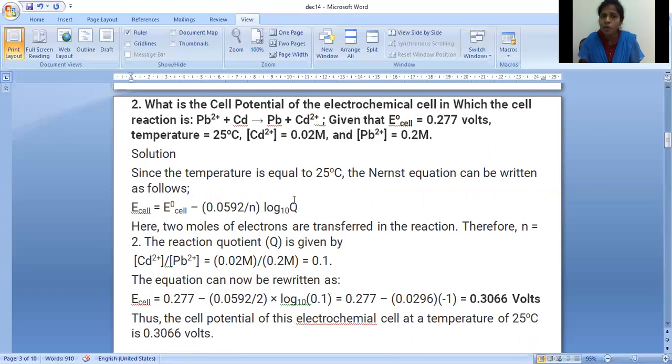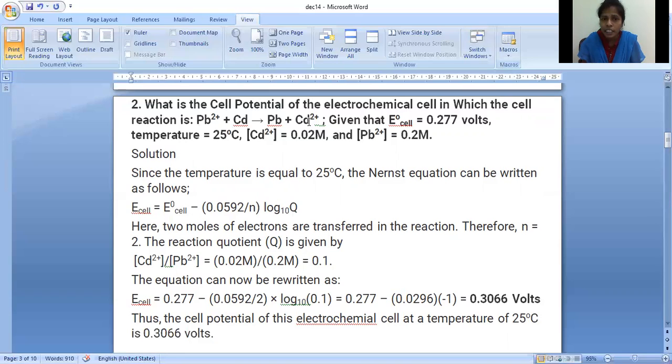Q is the reaction quotient. Reaction quotient is nothing but products concentration divided by reactants concentration. In the previous class, I explained how to write the reaction quotient for the given reaction, for one reactant and for two reactants. But what is the reaction quotient here? Products concentration divided by reactants concentration.